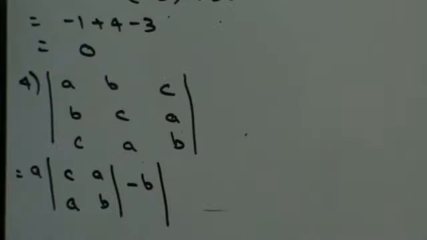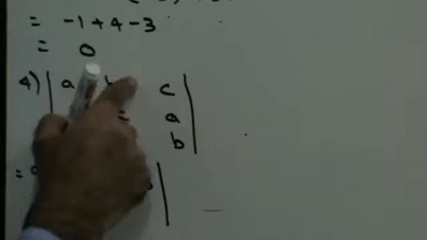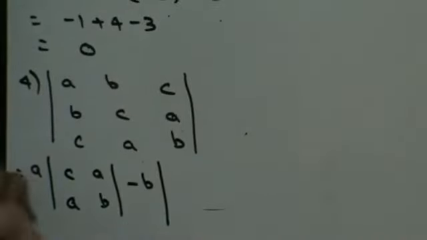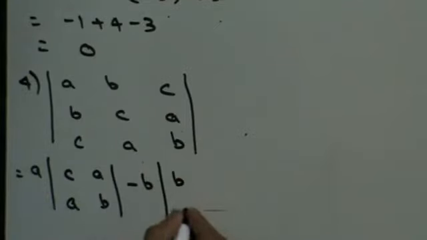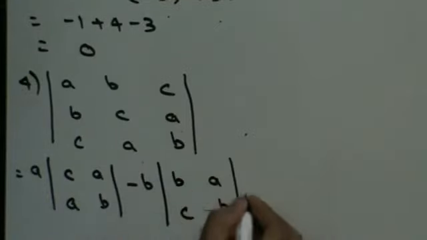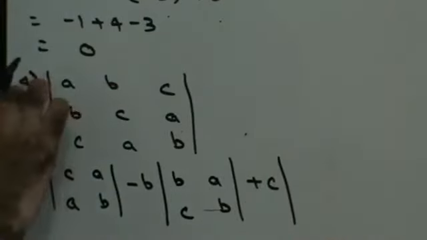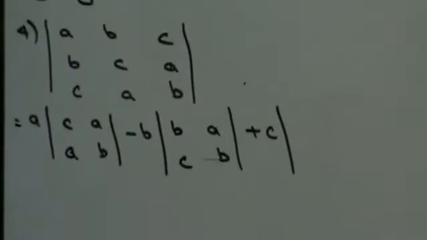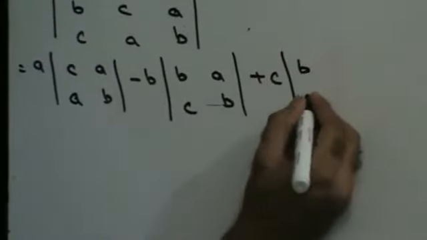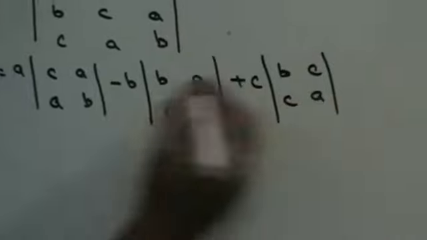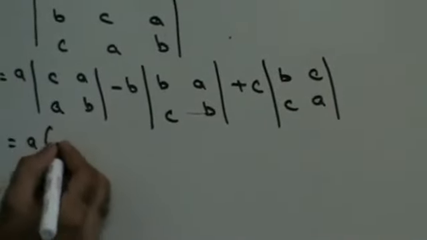Take the second element of the first row. That means now I cannot take the first row and the second column. If I cannot take the first row and the second column, then this will be B C, A B, plus C. Why plus? That's a part of the formula. I'm taking C. If I take C, I cannot take the first row and the third column. That means this will be B C, C A. So in that case, this will be A.